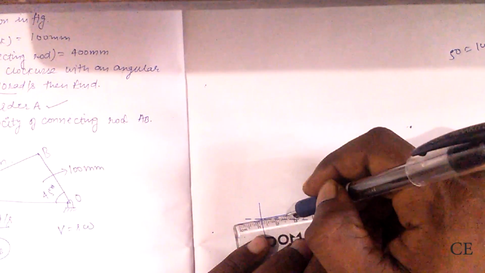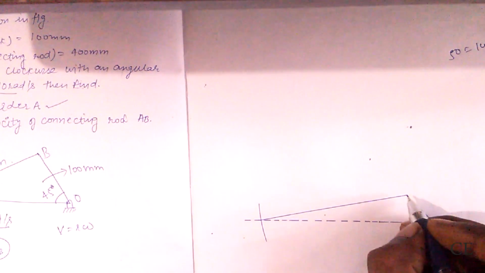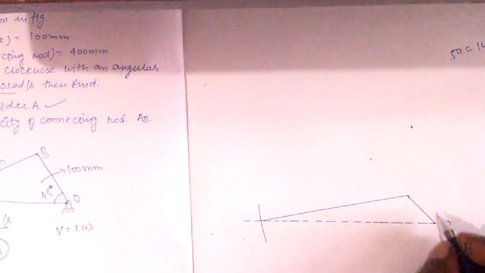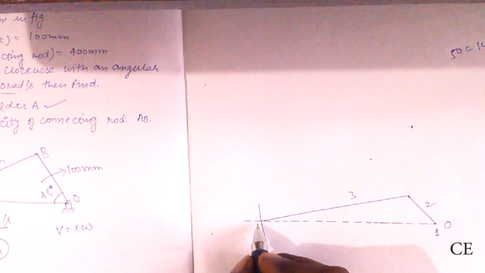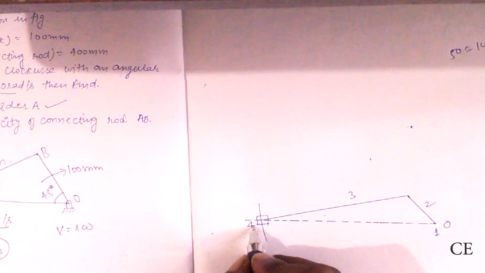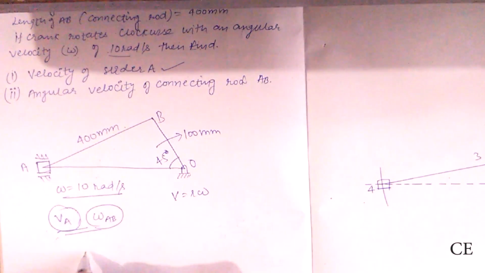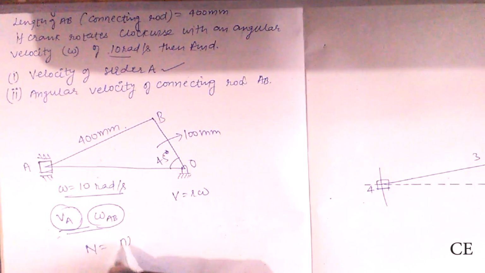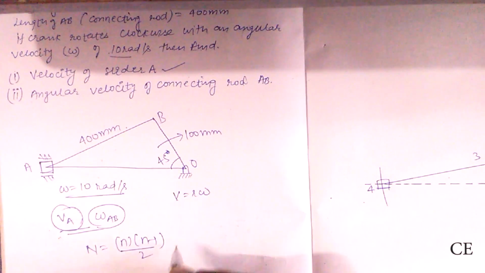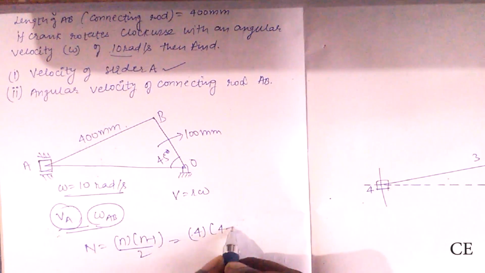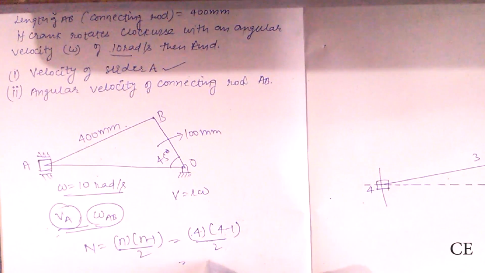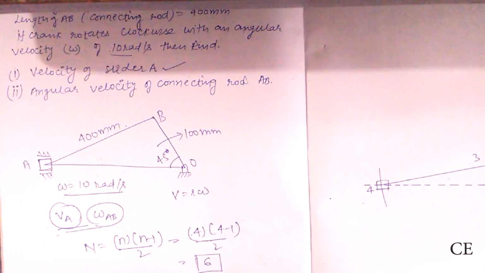Now, joining these points, we have got these I centers. Suppose this one is the fixed link 1, then 2, 3, and the slider is composed of a single link, so it will be 4. So there are 4 links. We have the formula N into N minus 1 divided by 2. Using that formula, 4 into 3 divided by 2, it would be 6. So there would be 6 I centers.